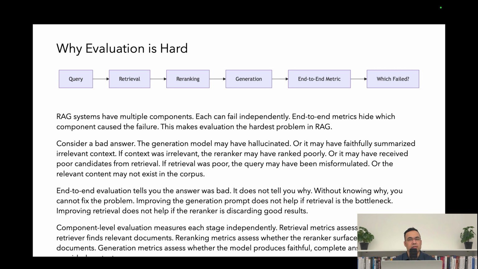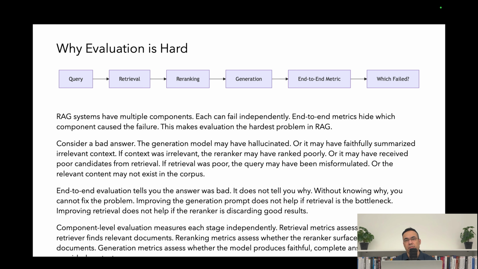End-to-end evaluation tells us the resulting answer was bad. It doesn't tell us why. Without knowing why, we cannot fix the problem. Improving the generation model does not help if the retrieval is the bottleneck. Improving retrieval does not help if the re-ranker is discarding good results.